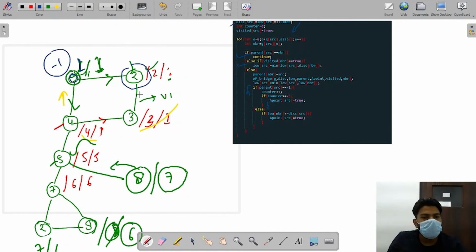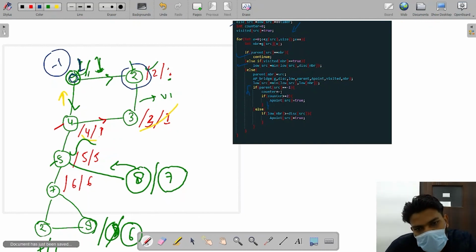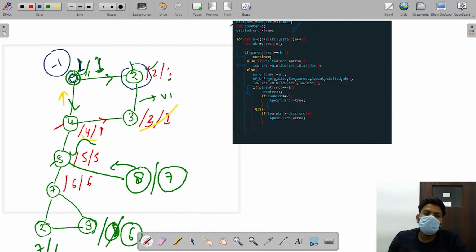In the second edge, what do we have to check? We check whether this neighbor is visited or not. We find out that this edge is not visited. When it is not visited, we move in here, and we check if the parent of SRC equals -1. No, this parent is not -1.